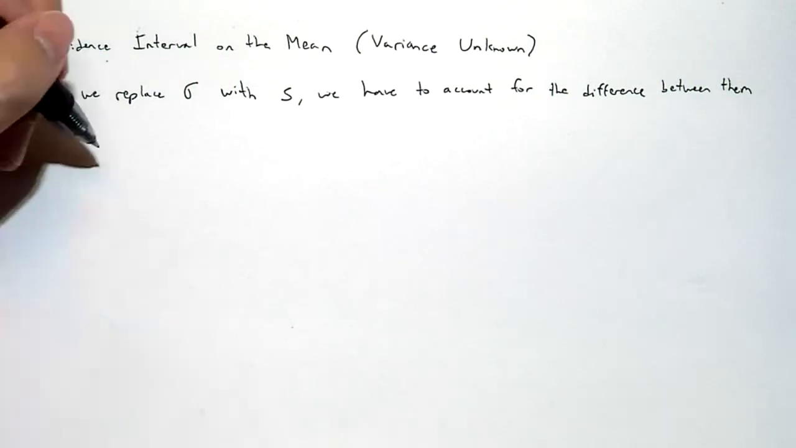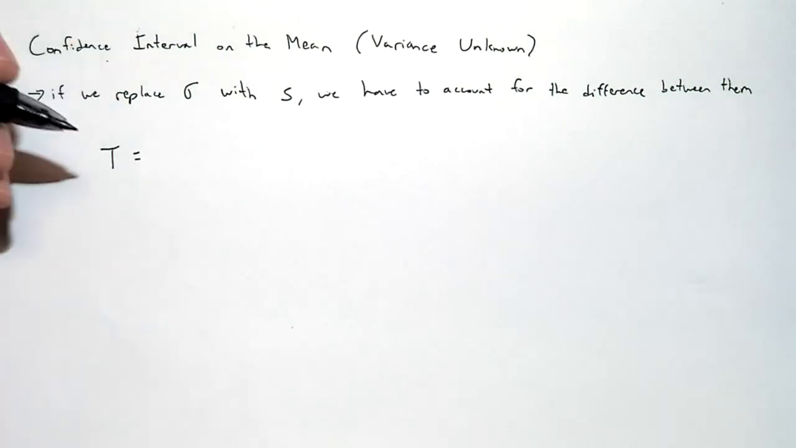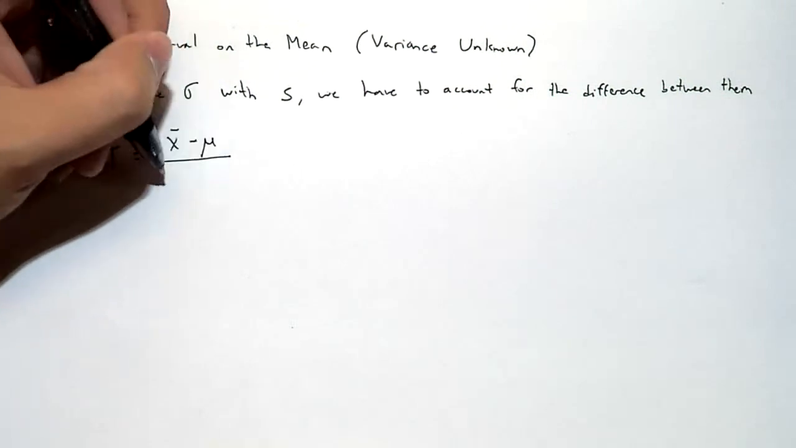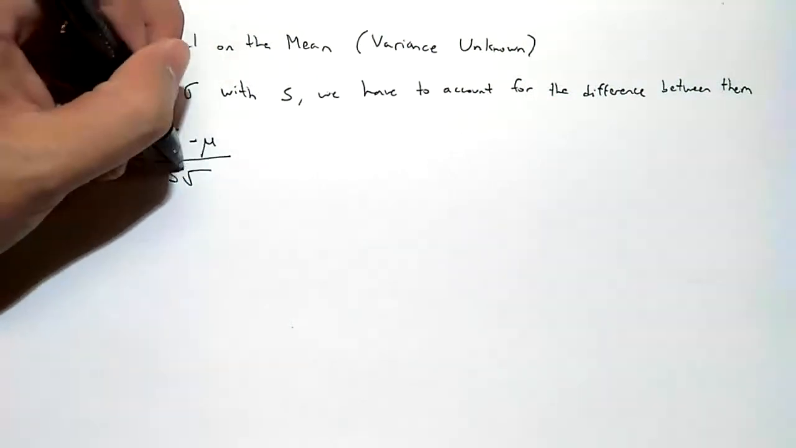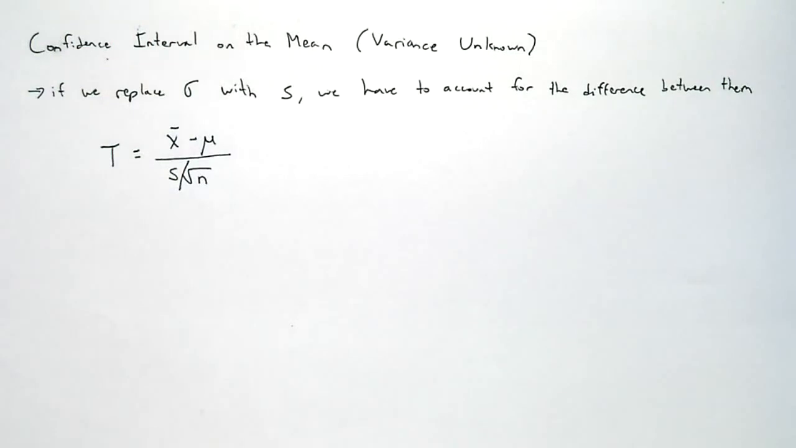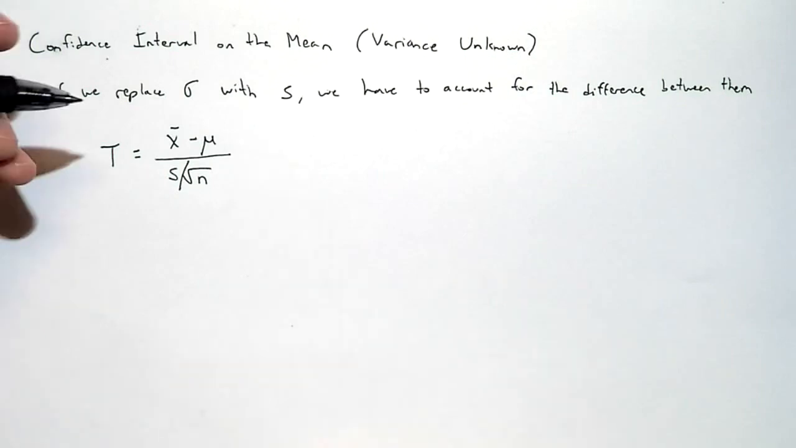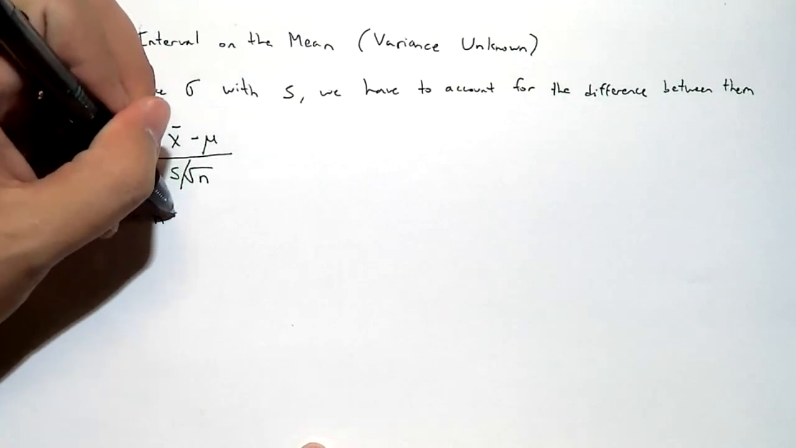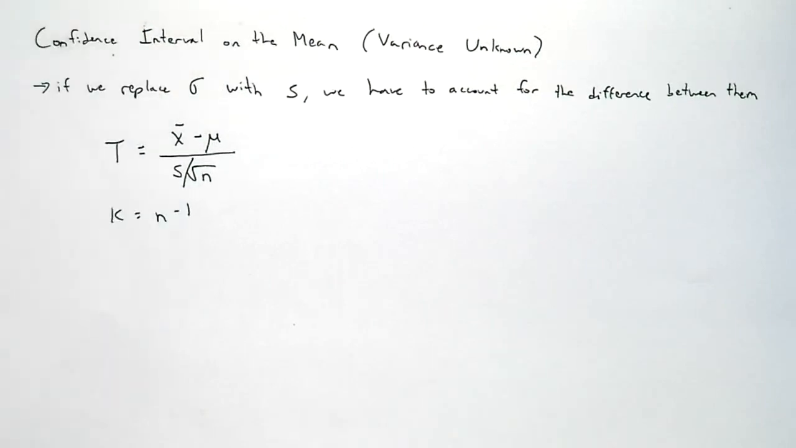So from the student's t-distribution, we know that a random variable t, which is equal to the sample mean minus the population mean divided by the sample standard deviation over the square root of the number of observations, will follow a student's t-distribution and will have n minus 1 degrees of freedom. So we'll say k, which is the degrees of freedom, will be n minus 1. We know that much, we already covered this.